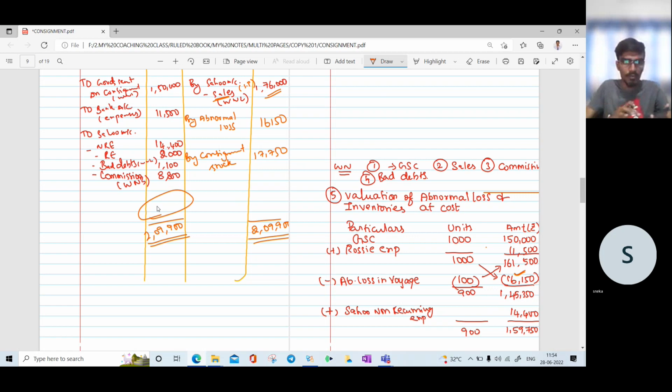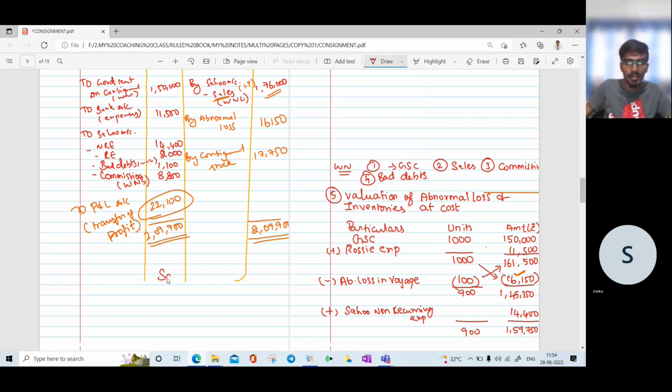2,09,900 minus 1,50,000 minus 11,500 minus 14,400 minus 2,000 minus 1,100 minus 8,800. We'll get 22,100. This is your transfer to P&L account. Transfer of profit is 22,100. Okay, 22,100.